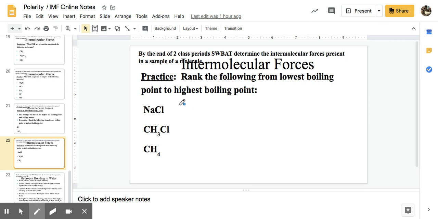All right, so hopefully what you did was write down what IMF these are going to have. Okay, so to start, you can do LDF for all of them, or you can do metals and non-metals. So this one is going to be a metal, and this one is a non-metal. The rest are non-metals. Okay, so that gives us, for this one, an ionic compound. So it has LDF and ionic forces.